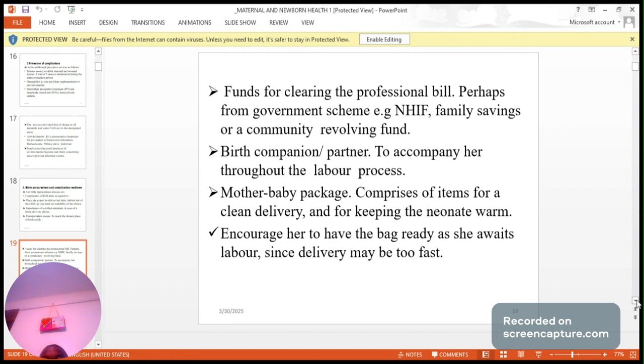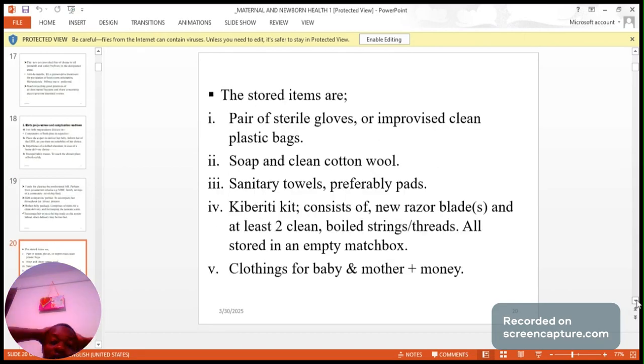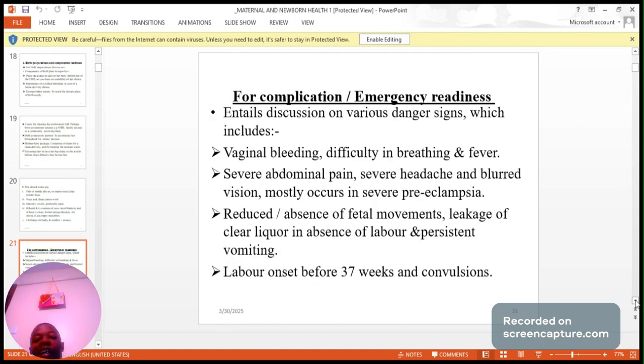Right now we have SHA and SHIF, family savings, community, companion, partner, and a mother-baby package comprised of items for clean delivery and for keeping the baby warm at home. Encourage her to have the bag ready as she waits for labor. The stored items are a pair of sterile gloves or improvised clean plastic bags, soap, clean water, wool, sanitary towel. These are just common. Then there is the kiberiti kit, which consists of new razor blades and at least two clean boiled strings or threads, all stored in an empty matchbox. Clothing for baby and mother plus some money. Money is very important. Okay, so that is that.